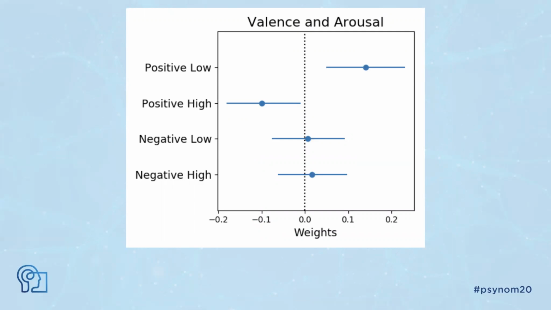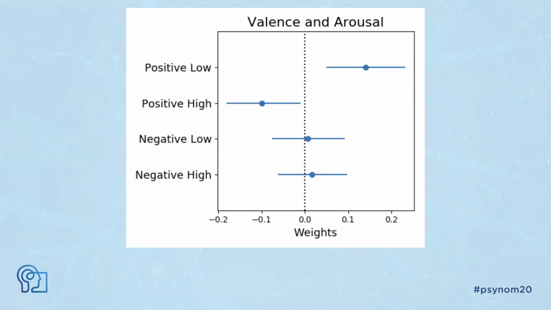The first interesting point about this is that negative emotions did not have a significant impact on accuracy. However, the positive emotions did, but in a somewhat surprising way. Positive lower arousal emotions like relaxed or content showed a large positive effect. The positive high arousal emotions like excited showed a negative effect. So that's a little bit perplexing.